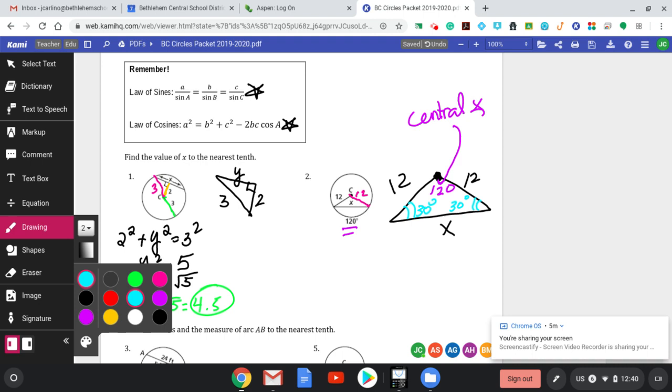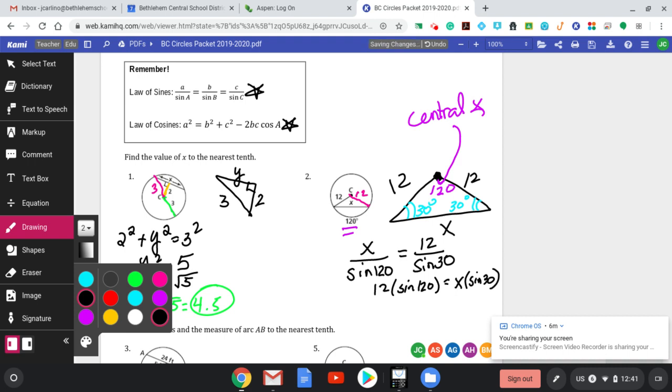Okay, can't do Pythag here. It's not a right triangle, but I can use law of sines. Which says if I take a side x over the opposite angle, sine of 120, equals, give me another side, 12 over the sine of the angle opposite, 30 degrees. So again, law of sines on any type of triangle. Now I cross multiply. So I get 12 times the sine of 120 equals x times the sine of 30.